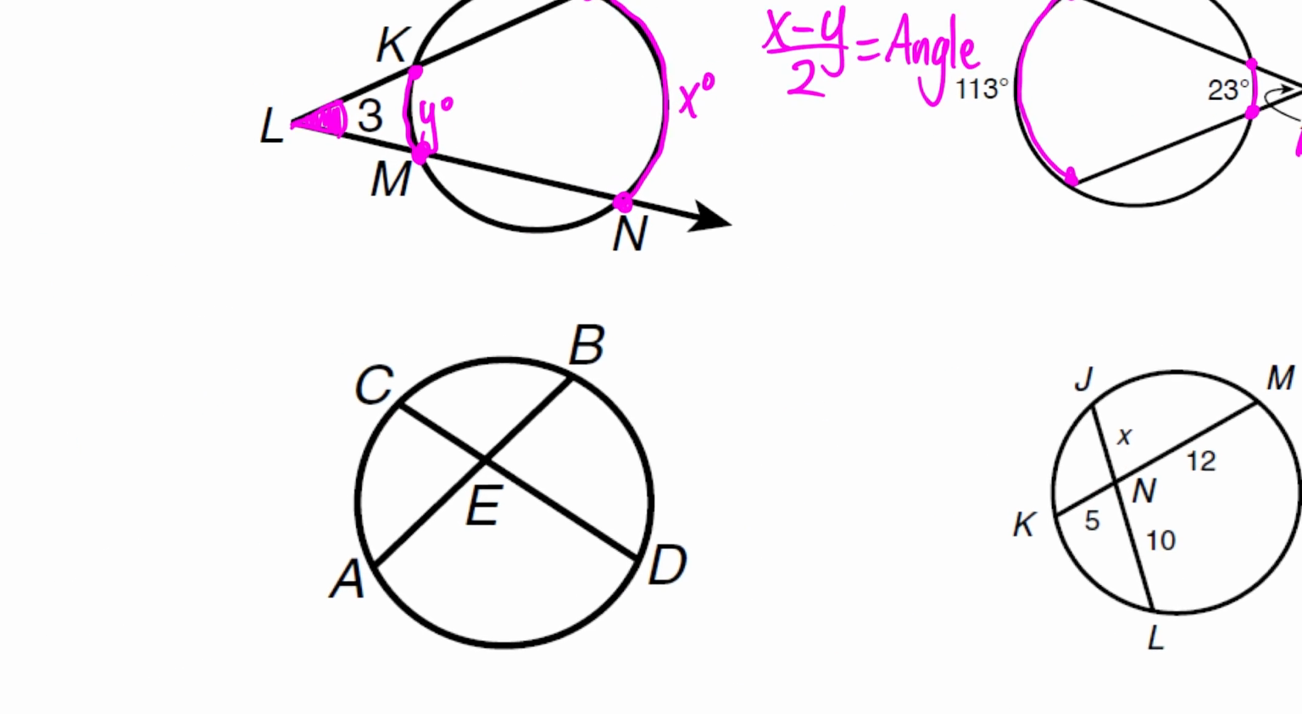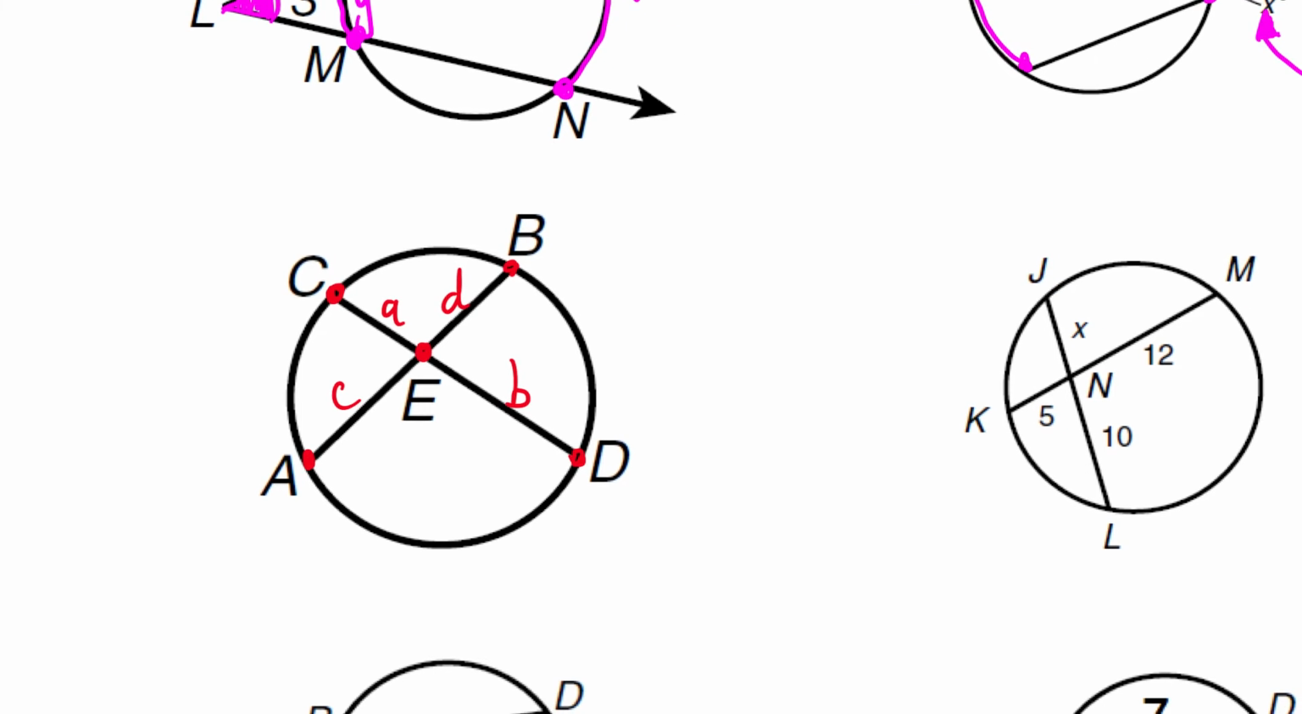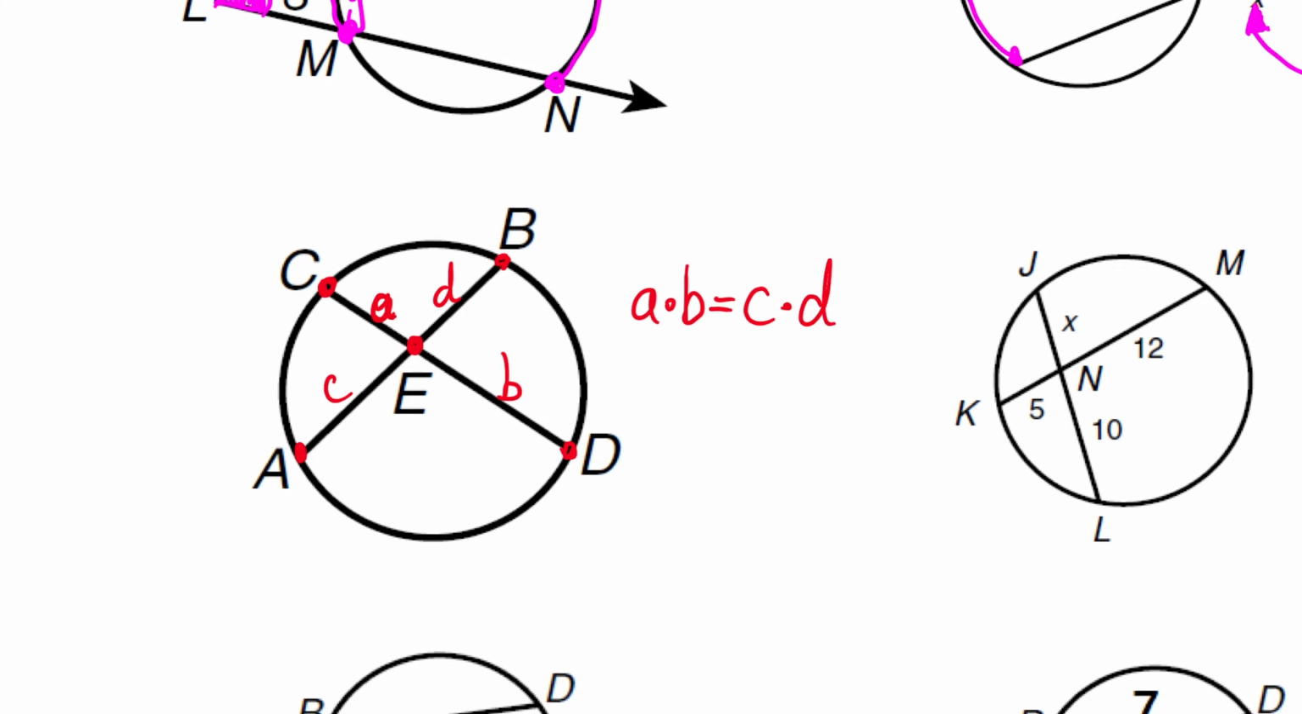All right. On this one, from here to here, let's say this is A, and from here to here, let's say this is B. From here to here, this is C, and from here to here, we'll say this is D. So remember how that one gets set up. A times B equals C times D.